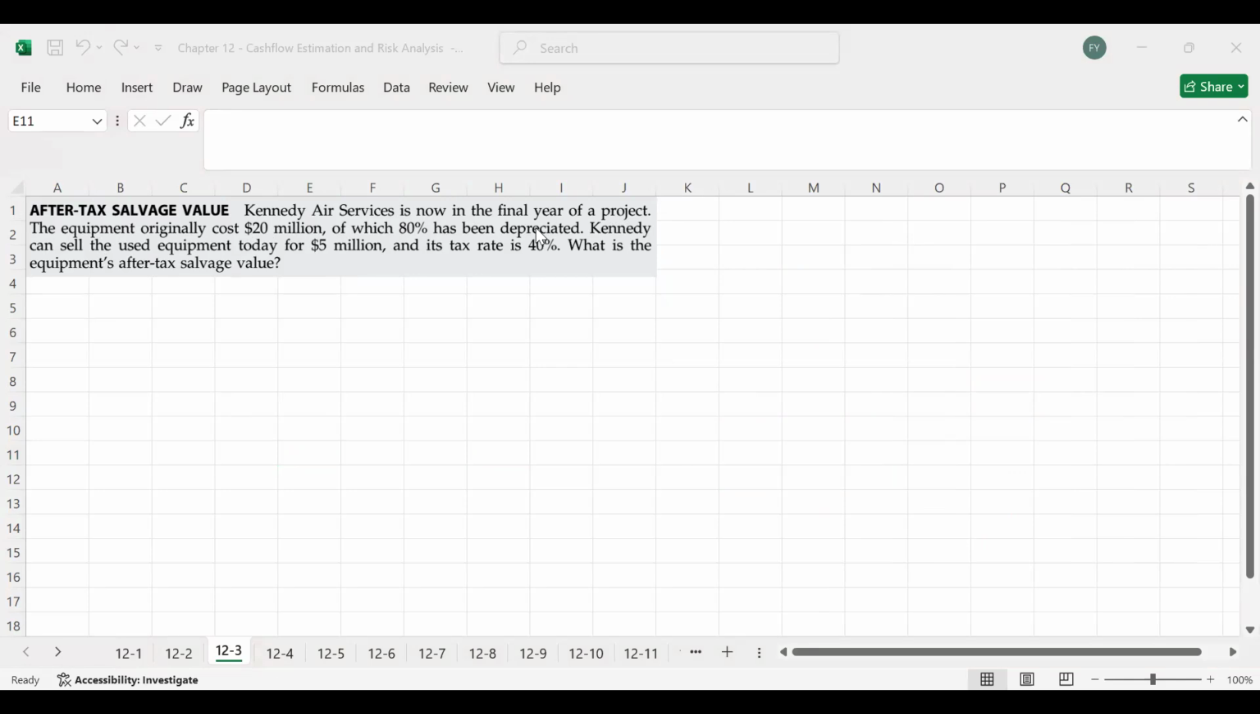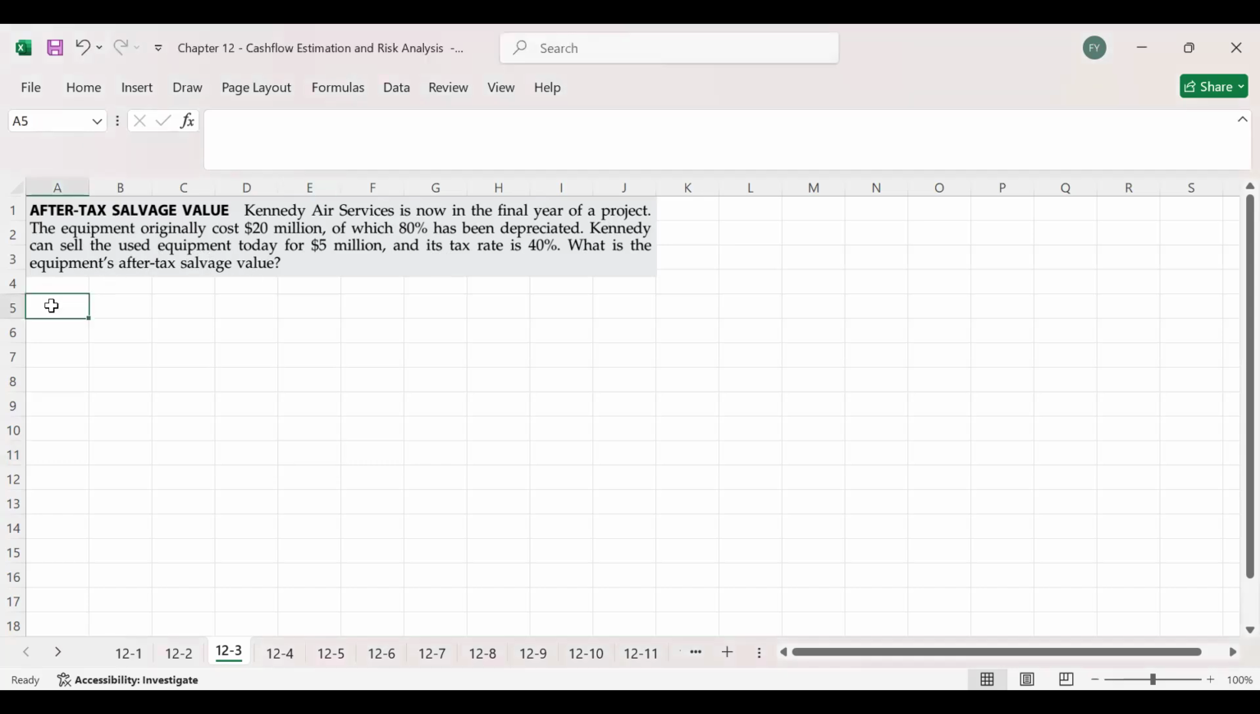The equipment originally cost 20 million, of which 80% has been depreciated. This means the equipment is used up to 80% of 20 million, which is 16 million. So depreciation is 16 million. The salvage value is the remaining 20%, which would be 4 million. And the company can sell the used equipment today for 5 million, and its tax rate is 40%. What is the equipment's after tax salvage value?